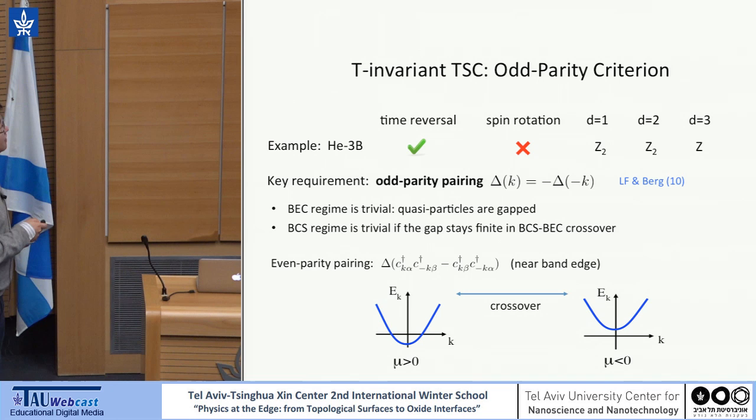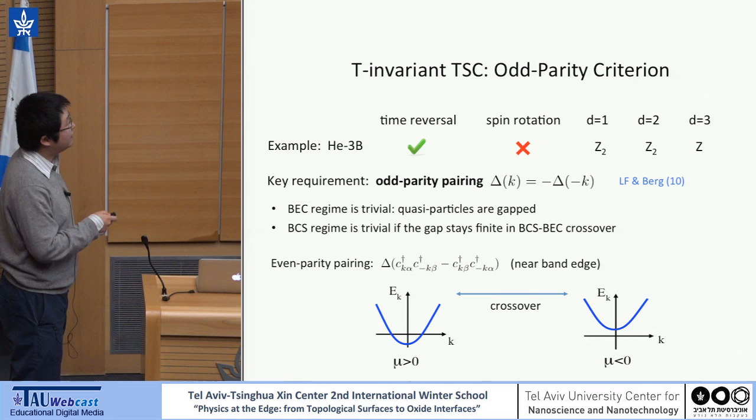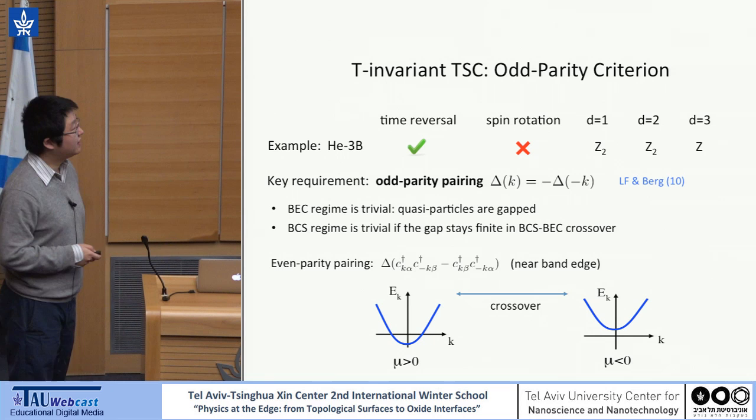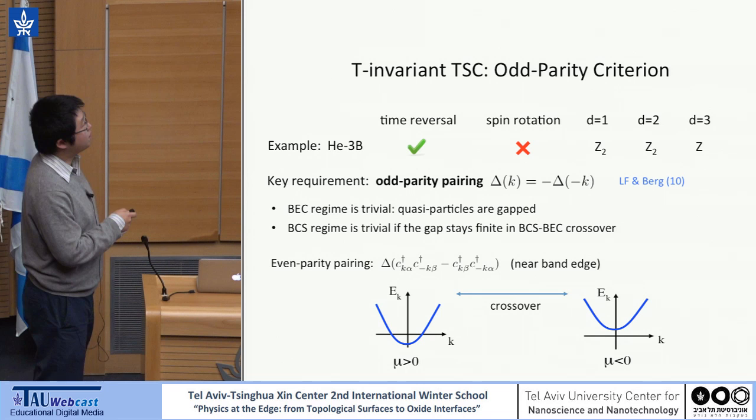Now, we found that the key requirement for such a time reversal invariant topological superconductor is actually quite simple. It can be stated in simple terms. The key requirement is that the superconducting order parameter has to have odd parity, Δ(k) = −Δ(−k). It's an odd function of momentum k. And indeed, for example, in superfluid helium, the order parameter is p-wave, so it satisfies this criterion.